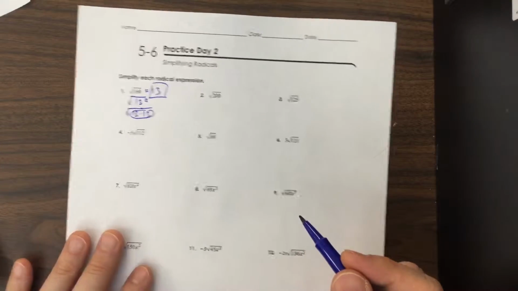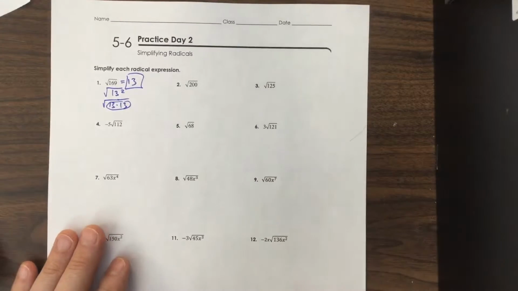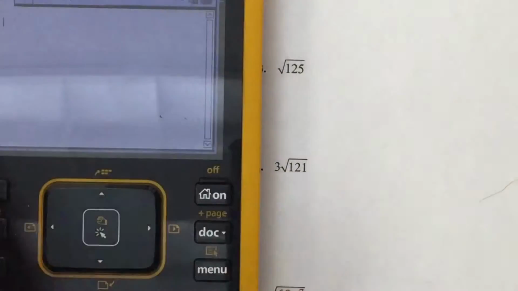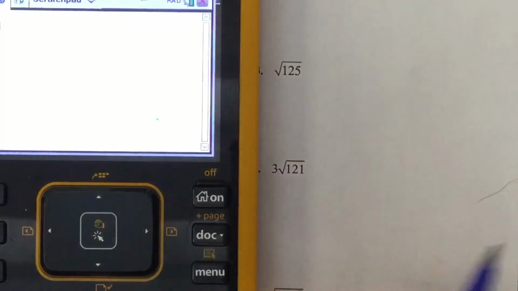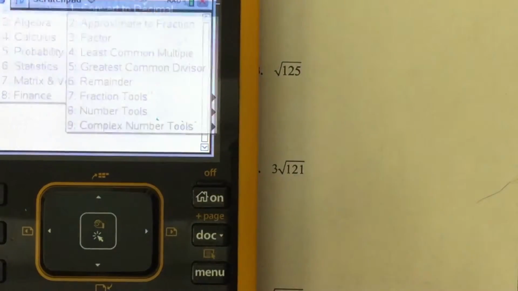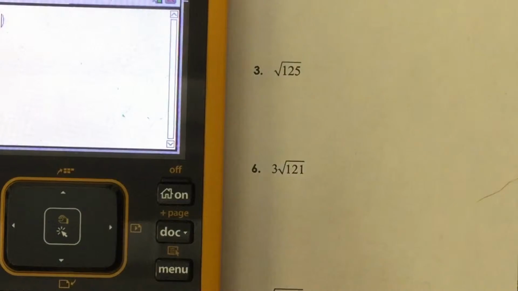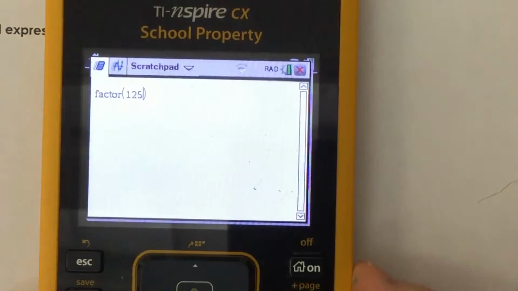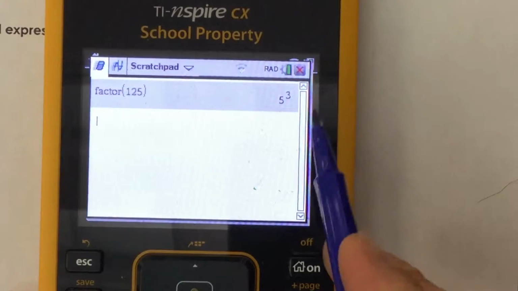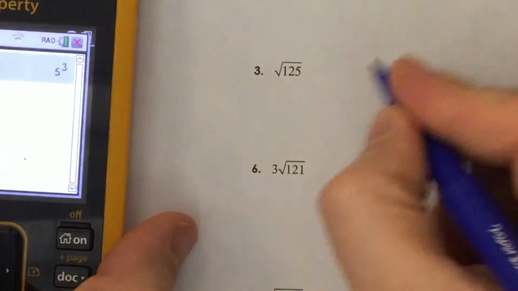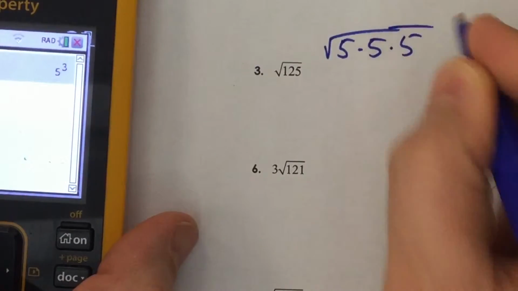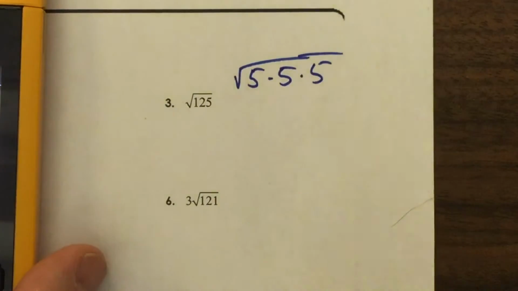Let's do number 3. Number 3 is square root of 125. Let's go ahead and put that in our calculator, and we're going to go to factor, menu 2 3, 125. Sorry, you can't see that. We have 5 to the 3rd power, so we're going to write that out in expanded form. It's 5 times 5 times 5, all on the inside of my radical.